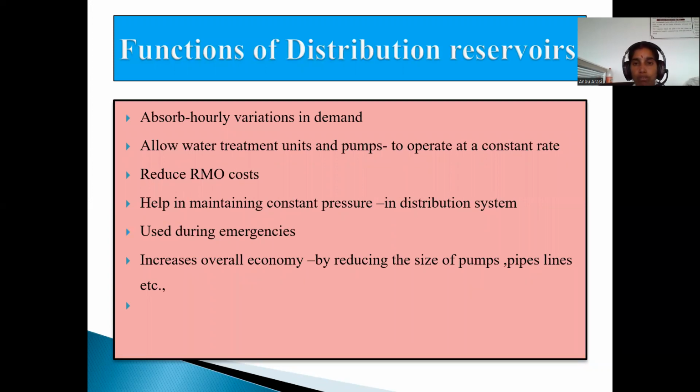Functions of distribution reservoirs. Absorb hourly variations in demand. Allow water treatment units and pumps to operate at a constant rate. Reduce O&M cost. Help in maintaining constant pressure in the distribution system. Can be used during emergencies. Increase overall economy by reducing the size of pumps, pipelines, etc.